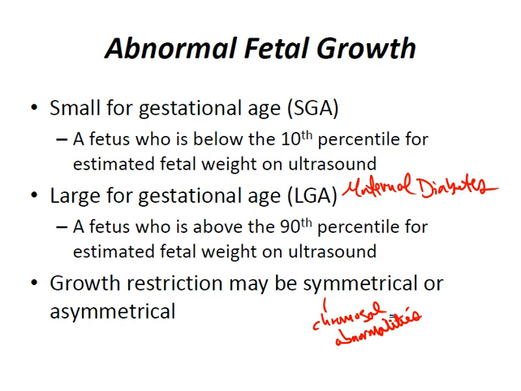Now, an asymmetrical IUGR usually presents with the abdominal circumference that is relatively smaller than the head circumference. Just like in pediatrics, weight and height are affected first, and the head circumference is the last measurement to fall off the growth curve. The cause of asymmetric IUGR is poor placental transfusion.